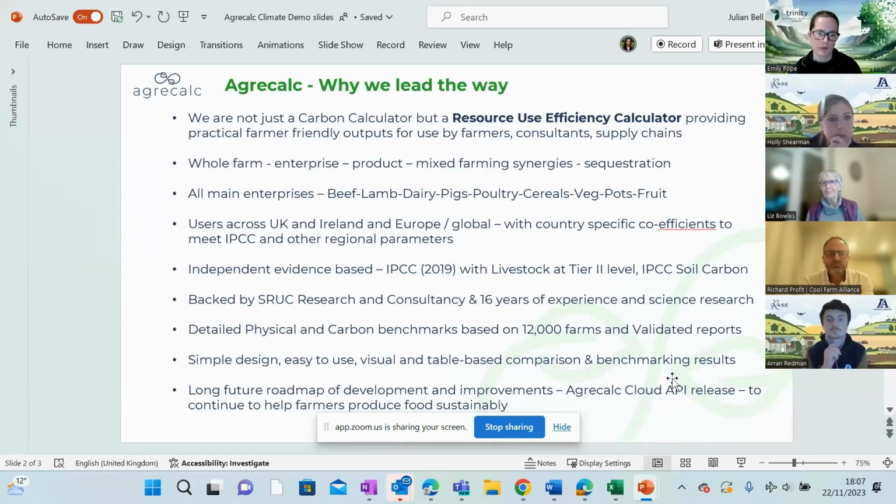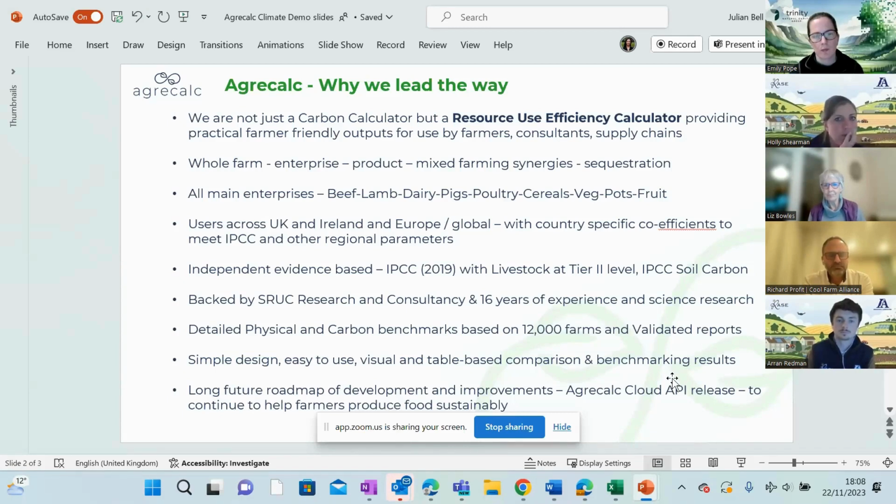The core element of Agrecalc is that it's based on the whole farm, and then breaking down into the enterprises and also for all the products that the farm produces. The key thing for us is that there are so many synergies between enterprises on the farm, and Agrecalc works hard to make those connections and demonstrate those benefits. Farming is the original circular economy, and it really operates like an ecosystem, so we find that very important. Some of our mixed farms have some of the lowest carbon footprints.